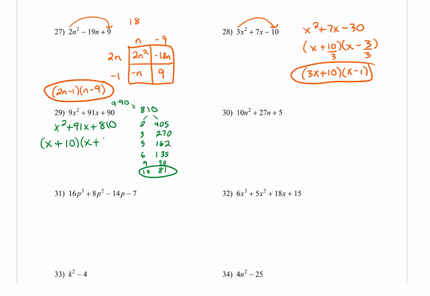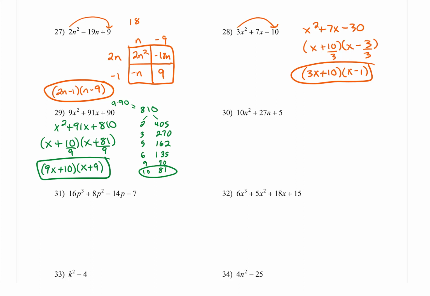So x plus 10 and x plus 81. And that's divide both of those by 9. And if it doesn't divide, you move the 9 in front. If it simplifies, you should still simplify it. But if you end up with it staying as a fraction, you move the bottom number in front.